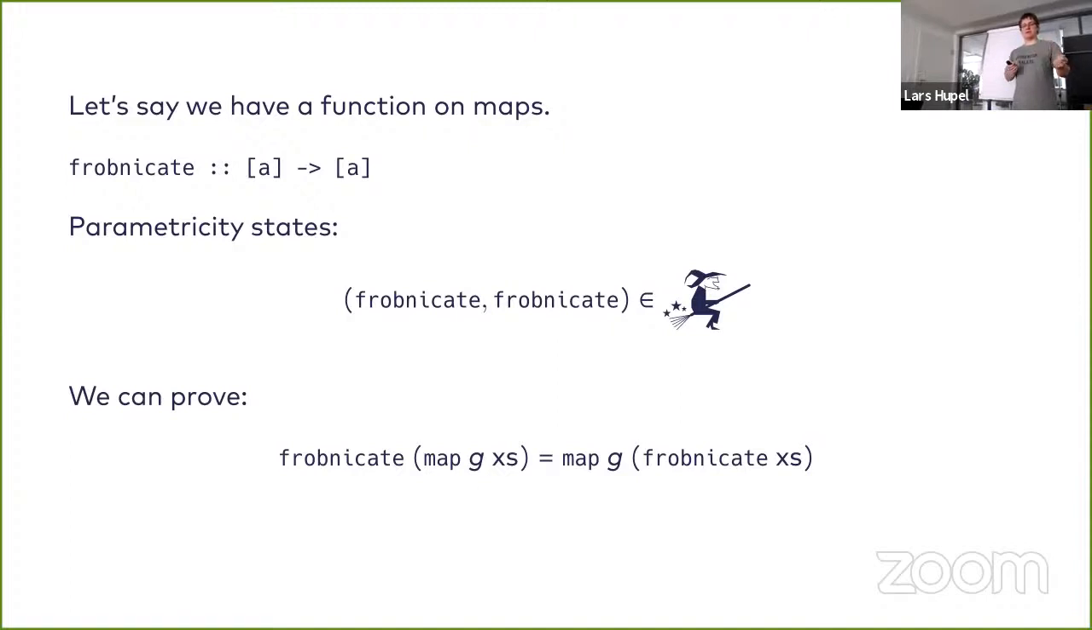It tells you that because Frobnicate has nothing else than the list of A's, the only thing it can do is look at the structure of the list. And this entire thing follows from the fact that Frobnicate is related to itself. So we can plug in the appropriate relations and get out this kind of theorem.